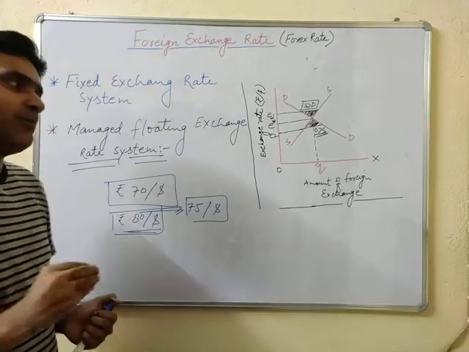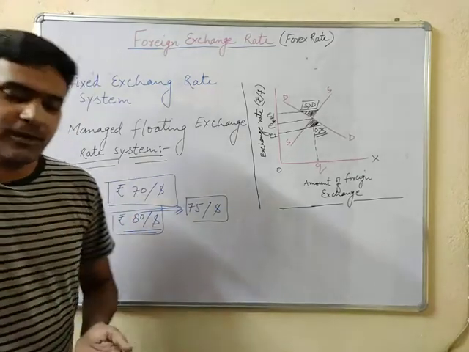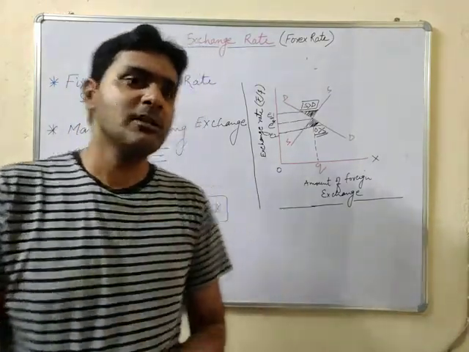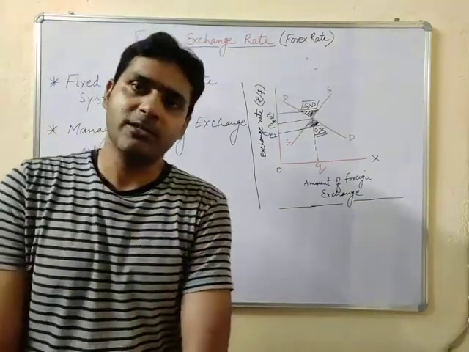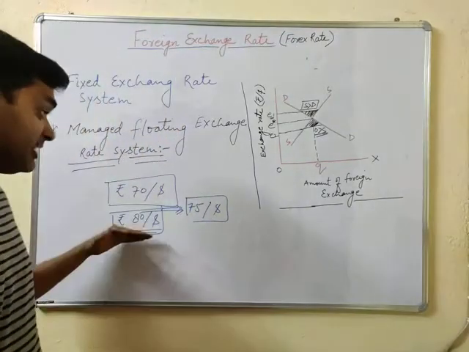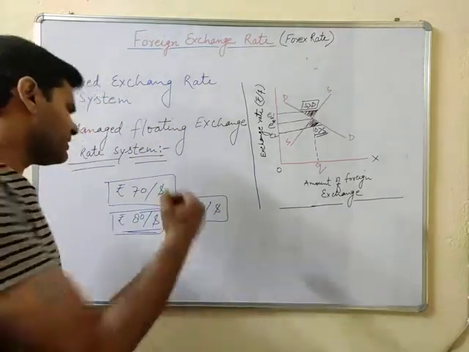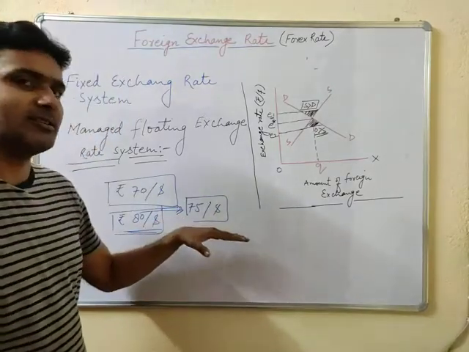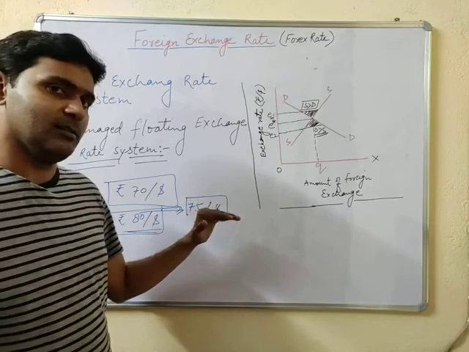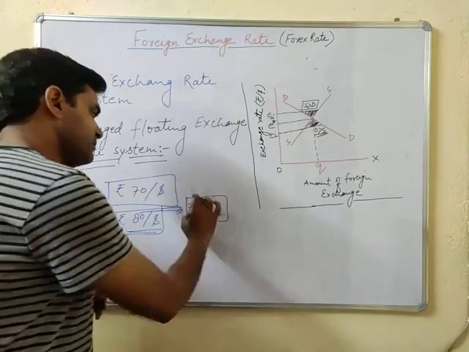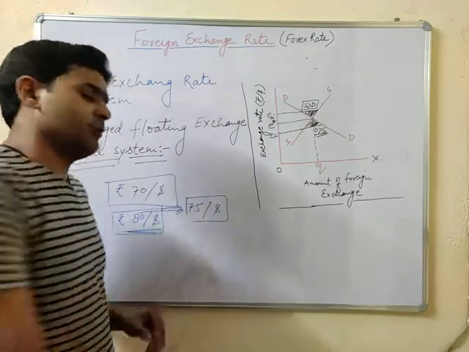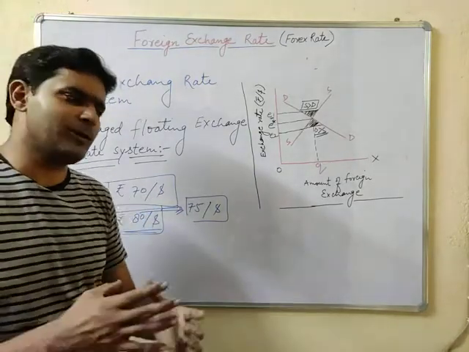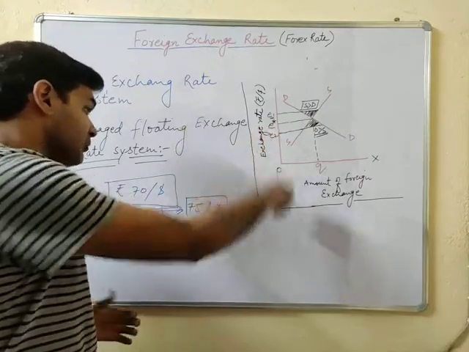intervene with the help of its foreign reserves, because we know that the central bank is the custodian of foreign reserves, so it has sufficient foreign reserves with itself, so it can release its reserves. Definitely there will be a decrease in its foreign reserves, but by releasing its reserves it can maintain this much exchange rate between dollar and rupees. So this is how the central bank manages the floating of the exchange rate.